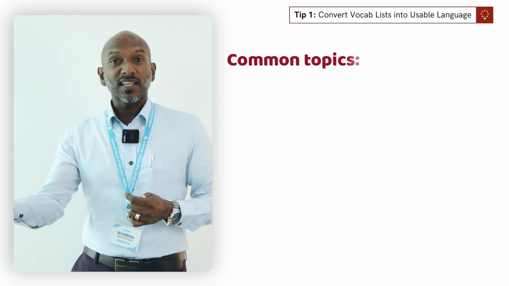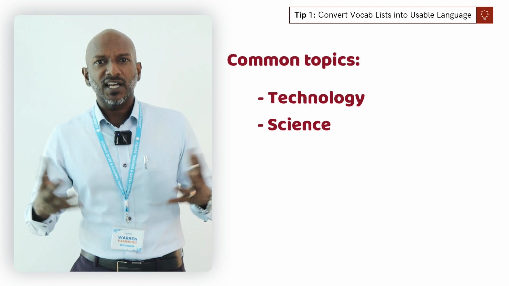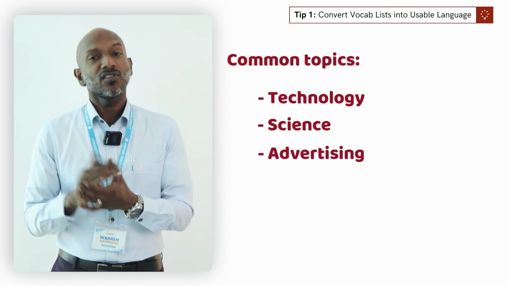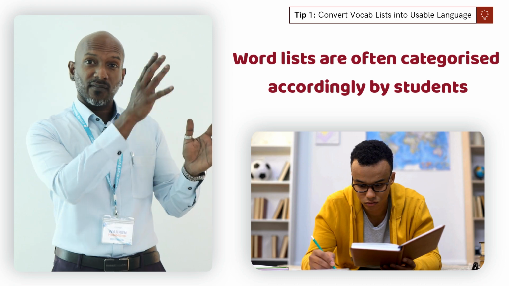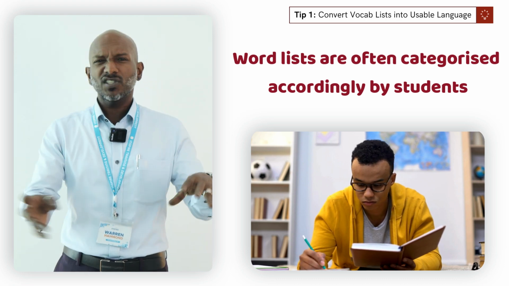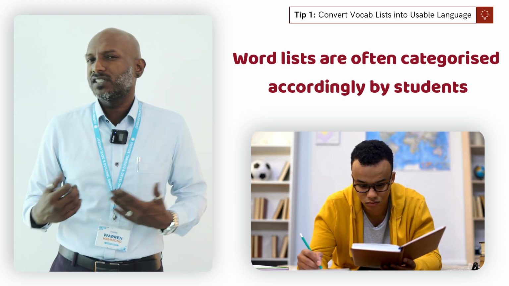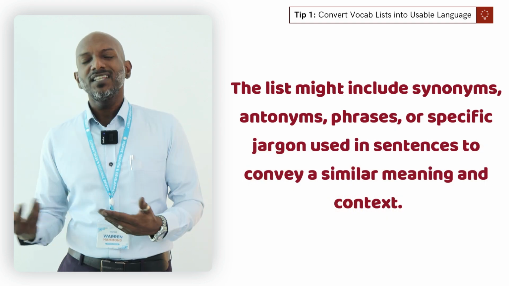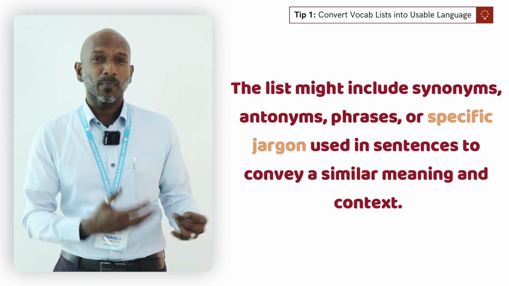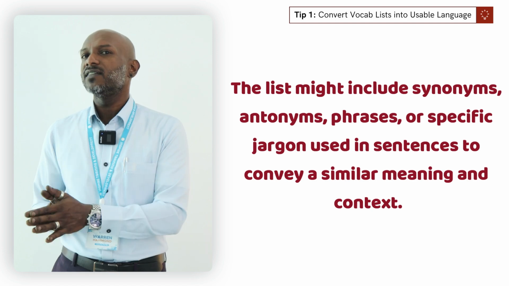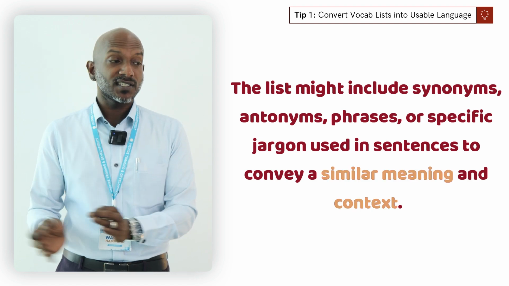For example, topics like technology, science, advertising are all quite common topics that the students will face. So, in their word lists, students will often have all these listed under those categories, possibly with their L1 meaning or definition. Now, instead of this, the list could include synonyms, antonyms, phrases, or specific jargon created into sentences so that it gives a similar meaning and context to the target word.